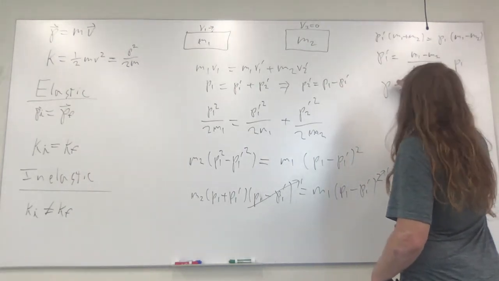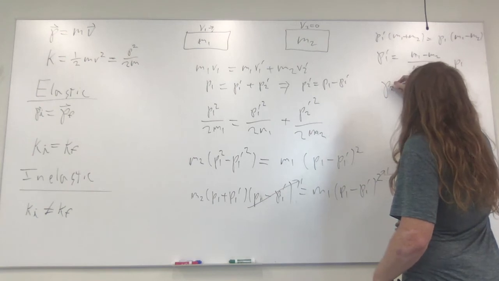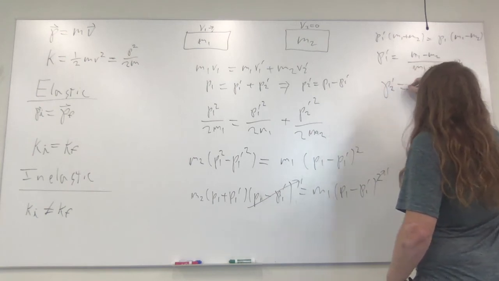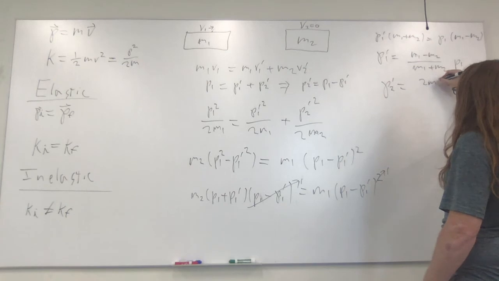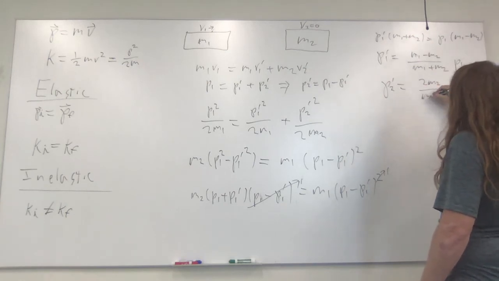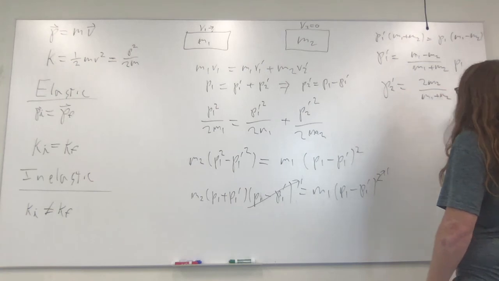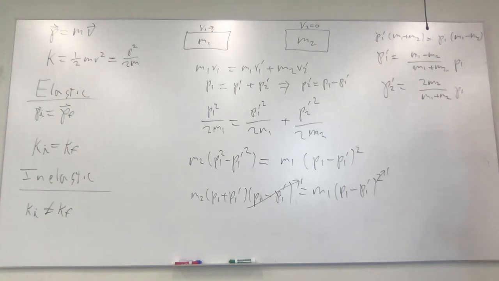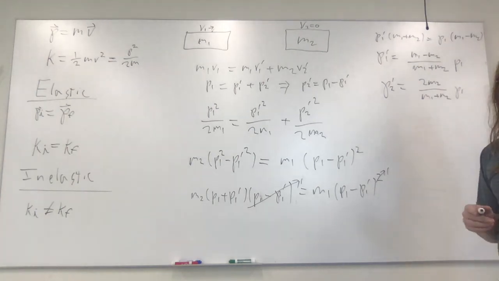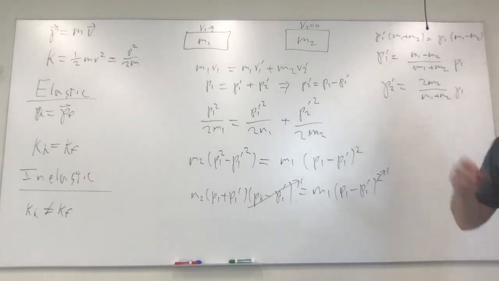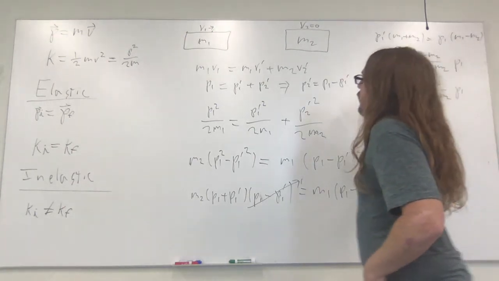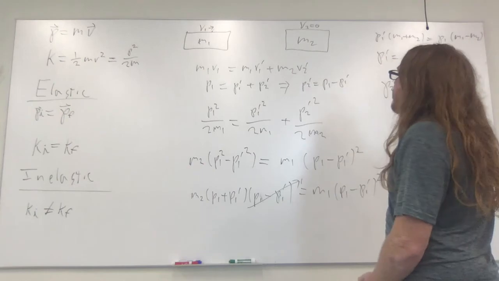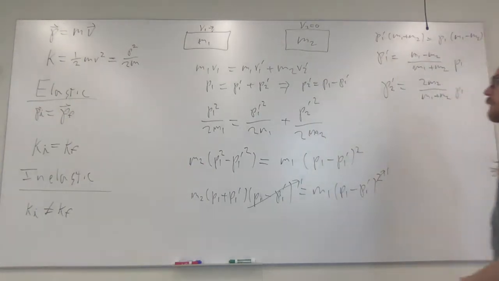It's pretty simple algebra. And I'll just write the result, which is that p2 prime is 2m2 over m1 plus m2 times p1. So that is how we solve for what happens in a one-dimensional elastic collision where the second object is at rest.